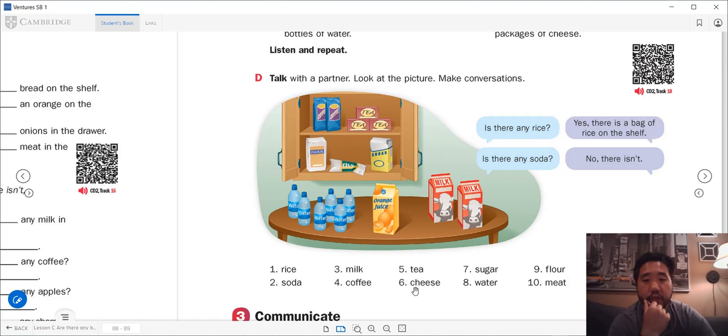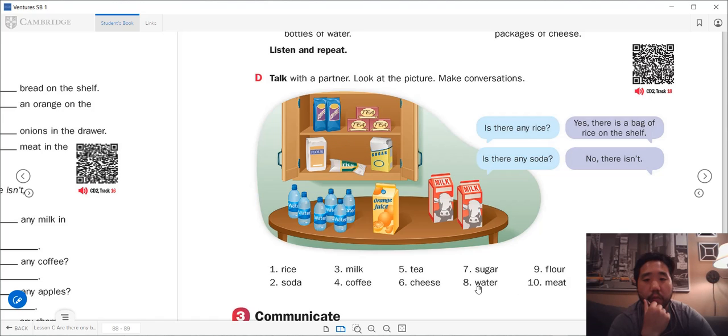Number 6, cheese. I don't see any cheese here in this picture. So is there any cheese? We say no, there isn't. Number 7, sugar. I see sugar right here, 1 sugar, or 1 bag of sugar. So is there any sugar? Yes, there is a bag of sugar on the shelf.